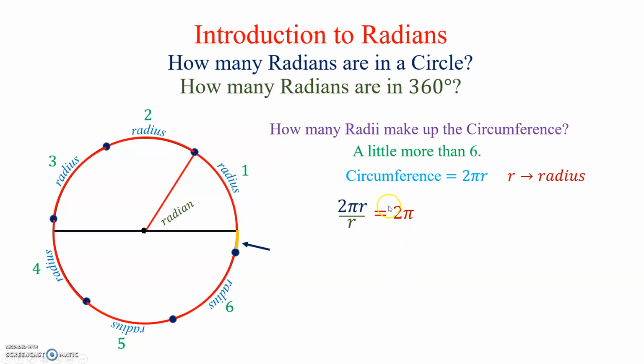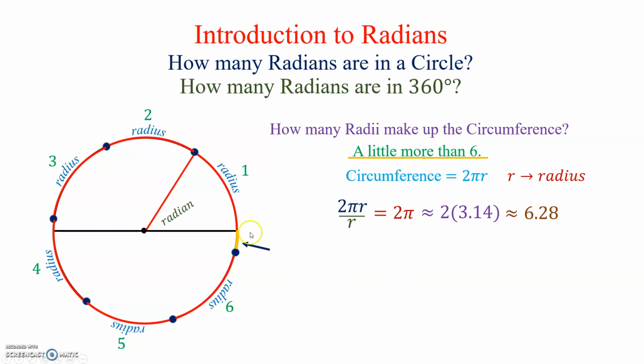2 pi, that's a real ambiguous answer. You're like, well, what the heck is that? You're telling me that there's 2 pi radii? Well, what is pi? Pi is an actual number, approximately 3.14. So when I multiply 2 times 3.14, I get 6.28. And guess what 6.28 is? It's a little more than 6.